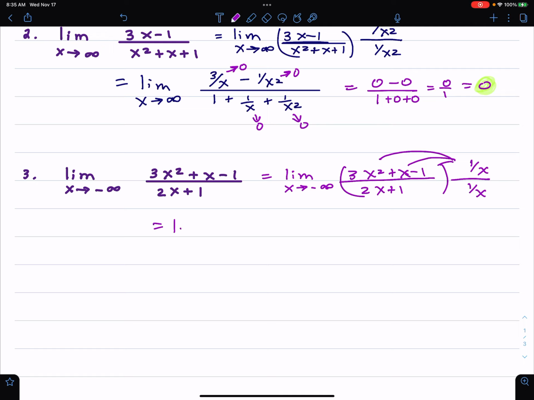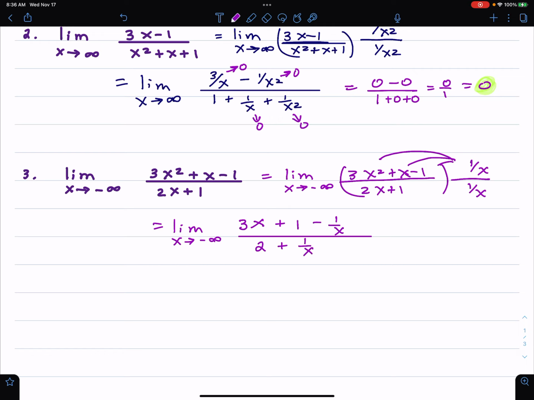So I'm going to get limit as x approaches negative infinity. 1 over x times 3x squared makes 3x. And then we have x times 1 over x makes 1. Negative 1 times 1 over x is negative 1 over x. 2x times 1 over x makes 2. 1 times 1 over x makes 1 over x.